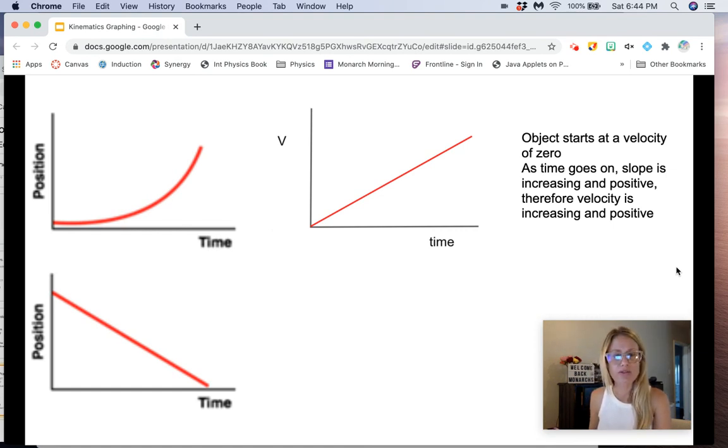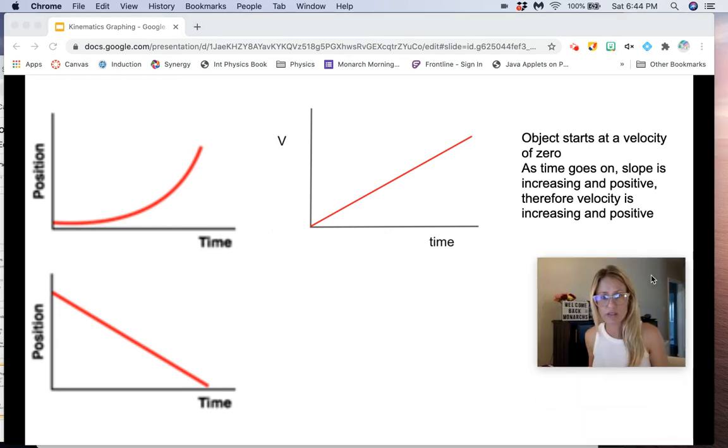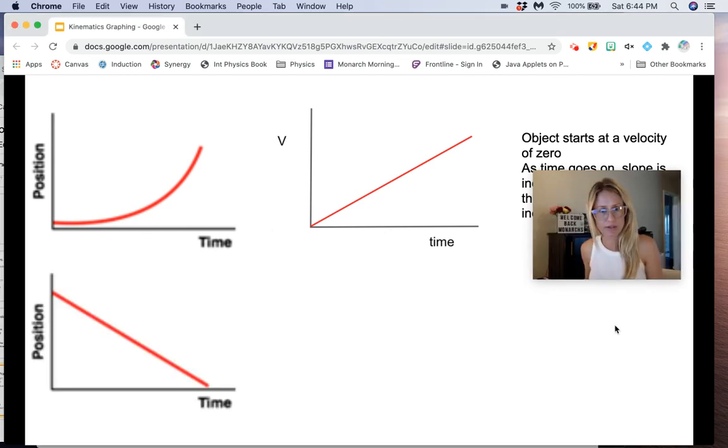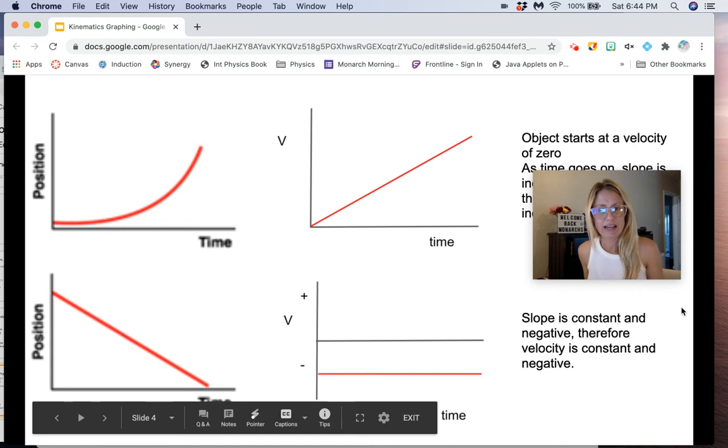So the way that you draw this, constant velocity is just going to be a flat line, and it's negative, so you want to draw it below the x-axis. So this is what it would look like, okay? So that is the kind of graph that you would match to this position versus time graph. So again, the slope is constant and negative, and therefore velocity is constant and negative.